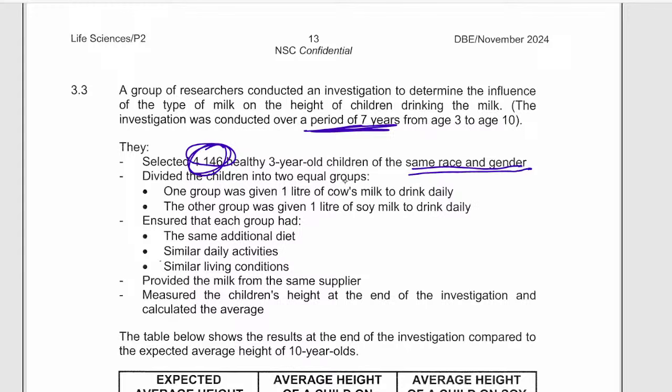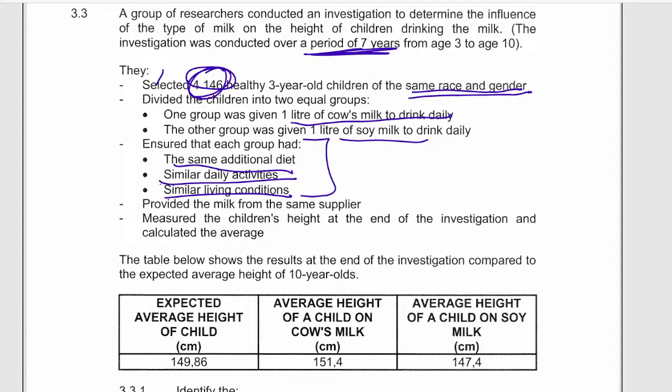Splitting the children into two groups, one group is given 1 liter of milk to drink daily, another is given 1 liter of soy milk to drink daily. Ensure that each group, why that? This will help us to improve the validity. Ensure the same additional diet, similar daily activities, similar living conditions. Those are factors which increase the reliability and validity of the experiment. Provide milk from the same supplier also is a key point. Measure the children's height at the end of the investigation and calculate the average. This also increases the reliability of the investigation.